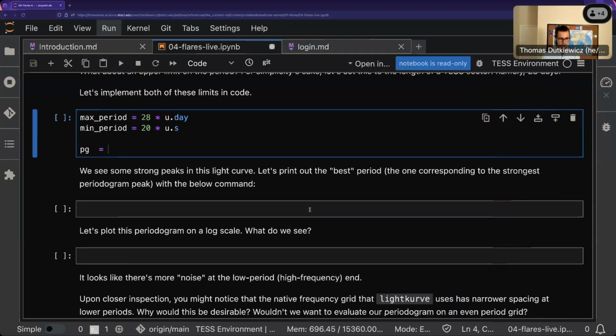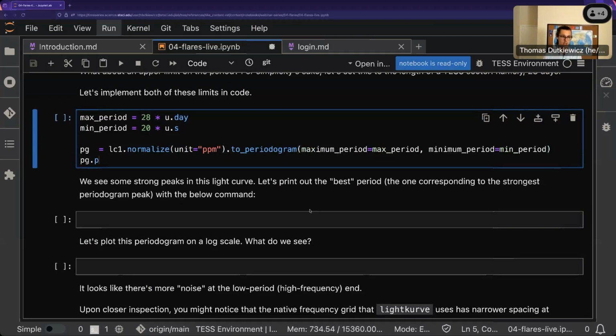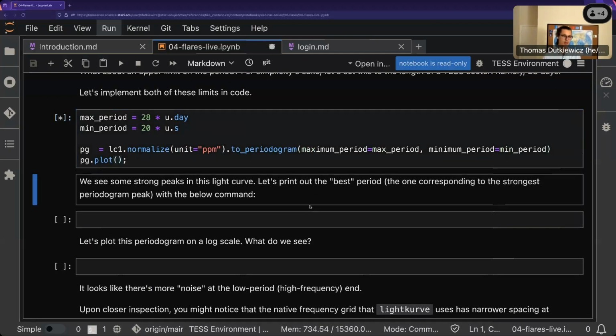I'm going to create a periodogram with lc1.normalize. We'll set the unit to parts per million, just because it makes it easier to look at. We'll do the dot to_periodogram method. And we're going to pass in the maximum period as the max period that we just typed above. The minimum period is the min period that we typed above. And then we'll want to do a pg.plot, and we'll go ahead and run that.